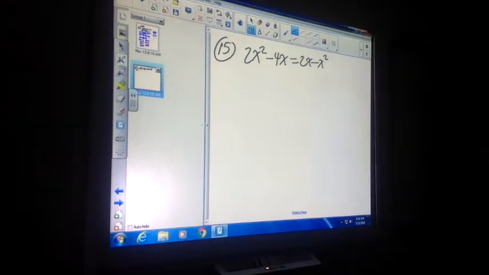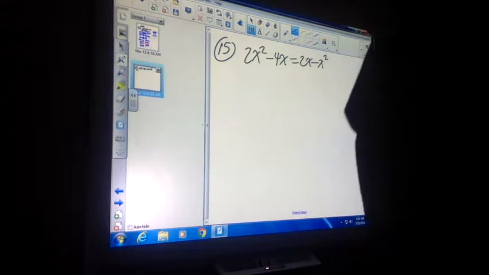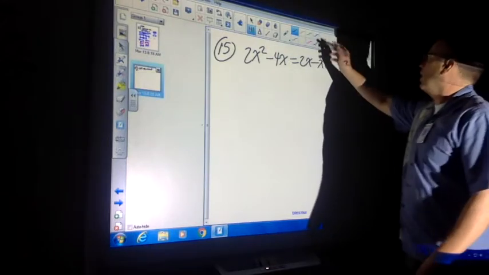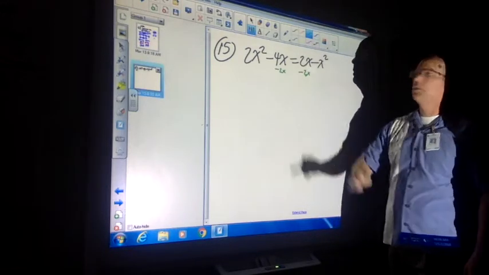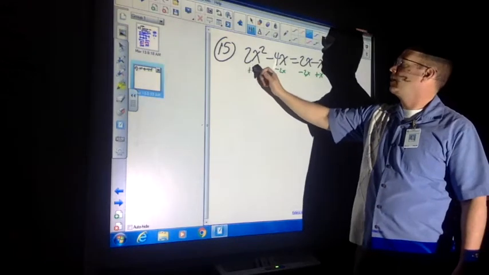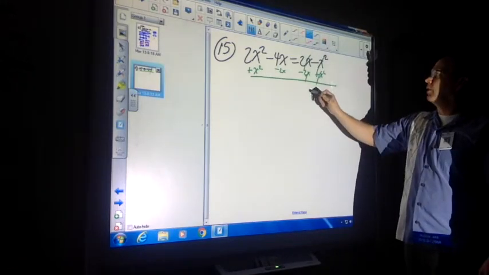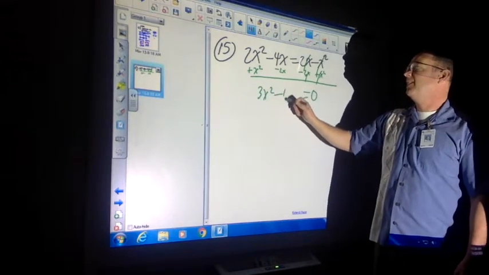Okay, so, item 1, we're solving it. What sticks out to say we're solving it? Equal sign. Okay? I want one side equal to 0. Agree? So I have to subtract 2x. Is that okay? I have to add x squared. So these all cancel, right? That gives me 0 over there. That gives me 3x squared minus 6x.